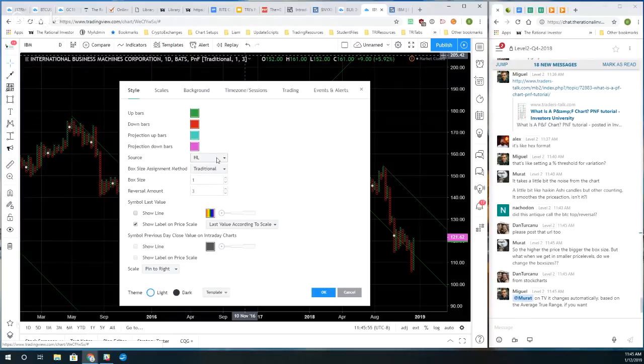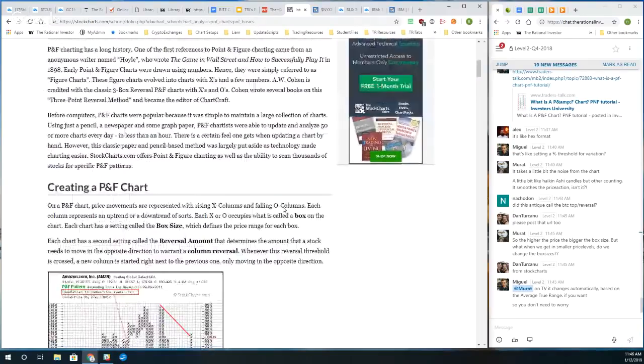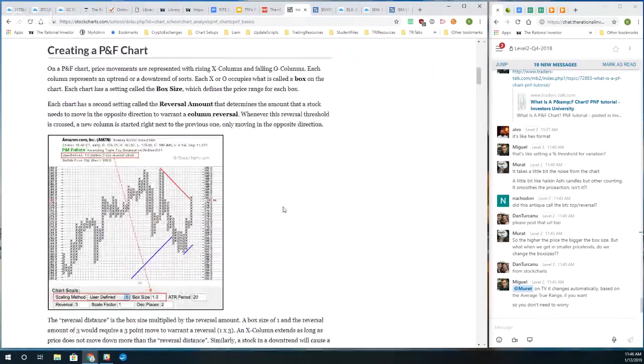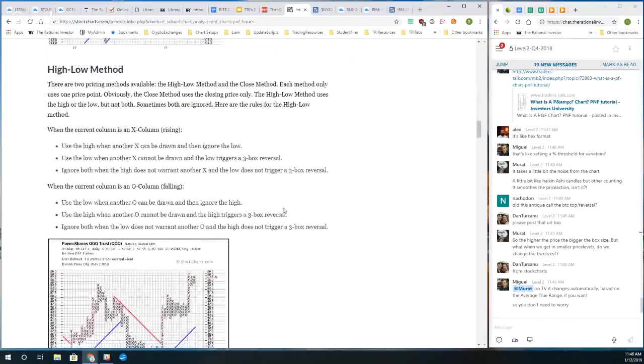If you want to understand the mechanics of the high-low method, they go into detail here about how you calculate it. There are 2 pricing models, the high-low method and the close method. The clothesline method is pretty simple. It's just the clotheslines, right? The high-low method uses either the high or the low, but not both.